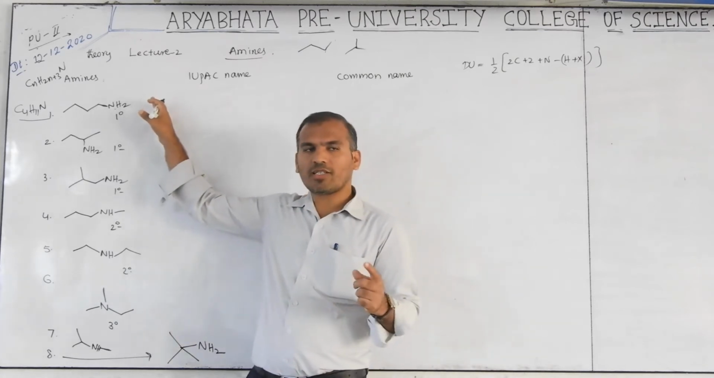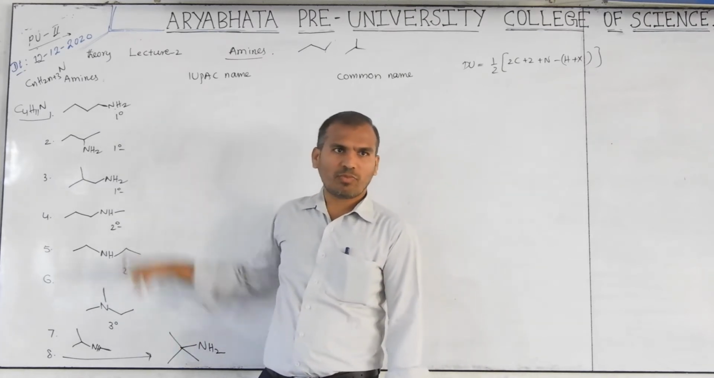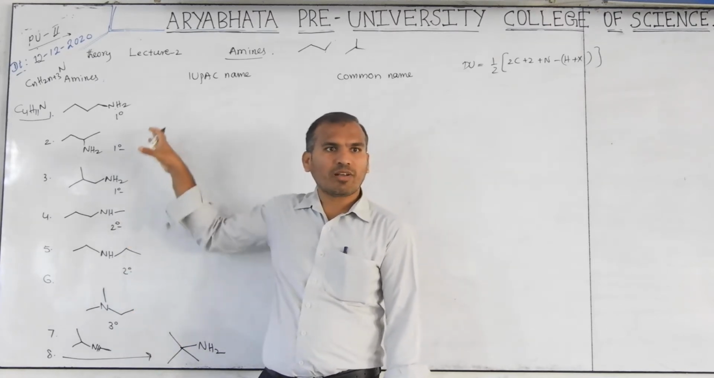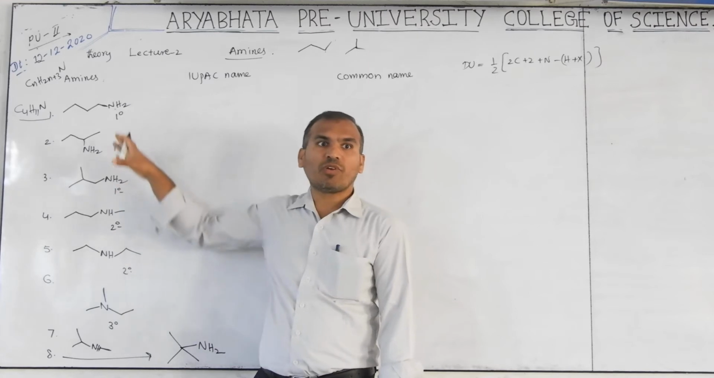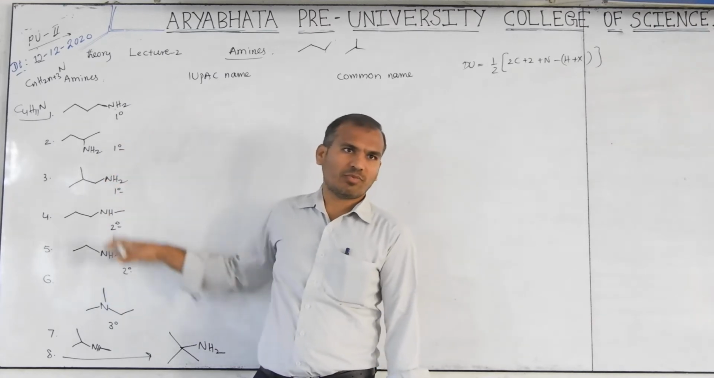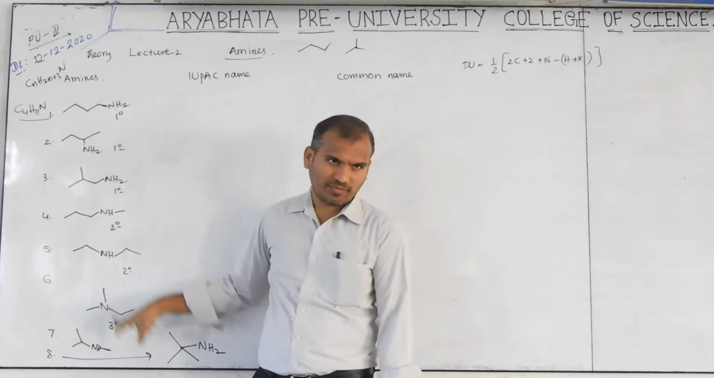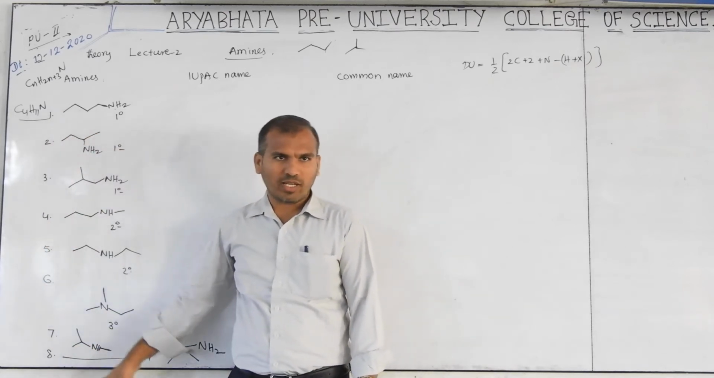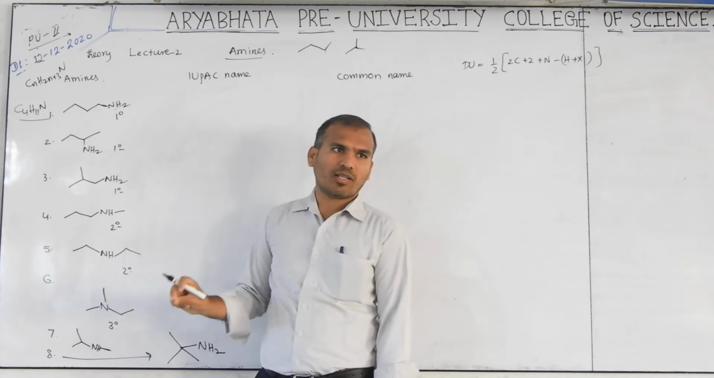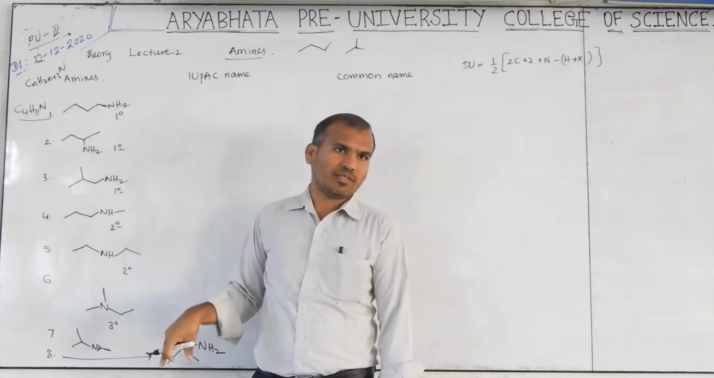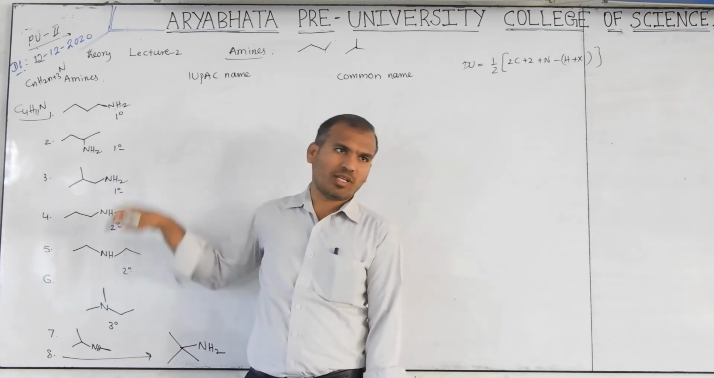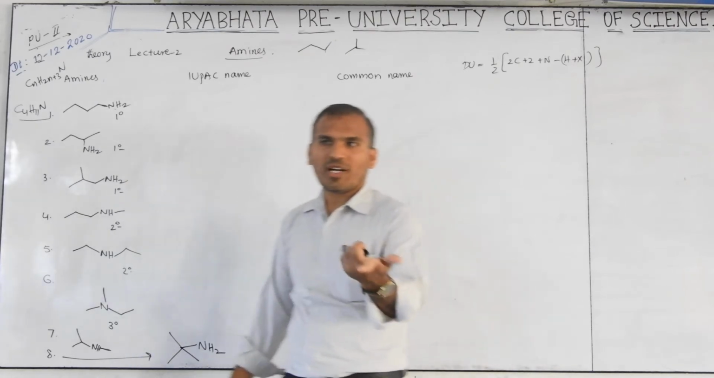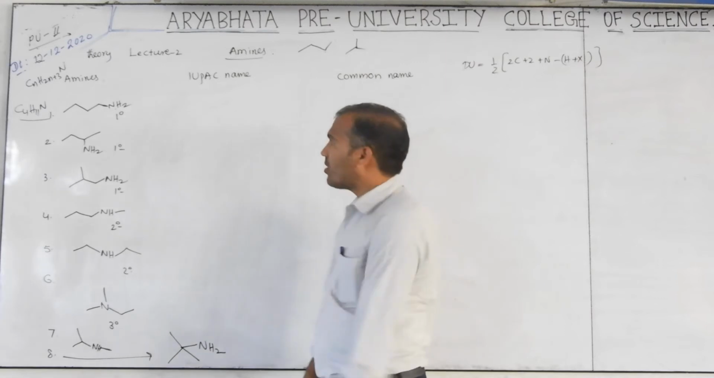So how many relations are possible? Chain isomers possible, positional isomers possible, functional isomers possible, metamers possible. But which one is metamers, which one is chain isomer, which is positional isomer, you have to write. So I have given the numbers here: 1, 2, 3, 4, 5, 6, 7, 8. Then you have to write what is the relation between 1 and 2, 1 and 3, 1 and 4, like that. You have to write because it's an important question they may ask in the PU exam.